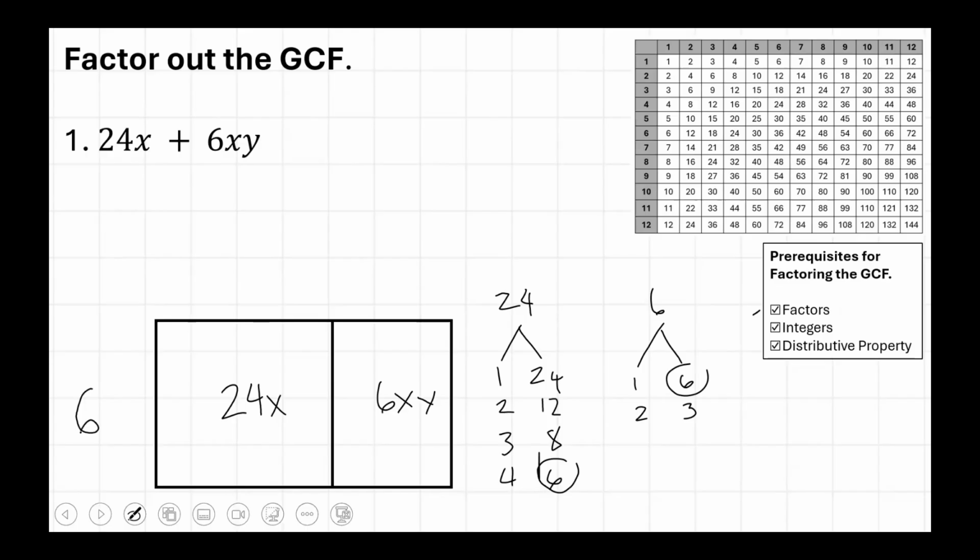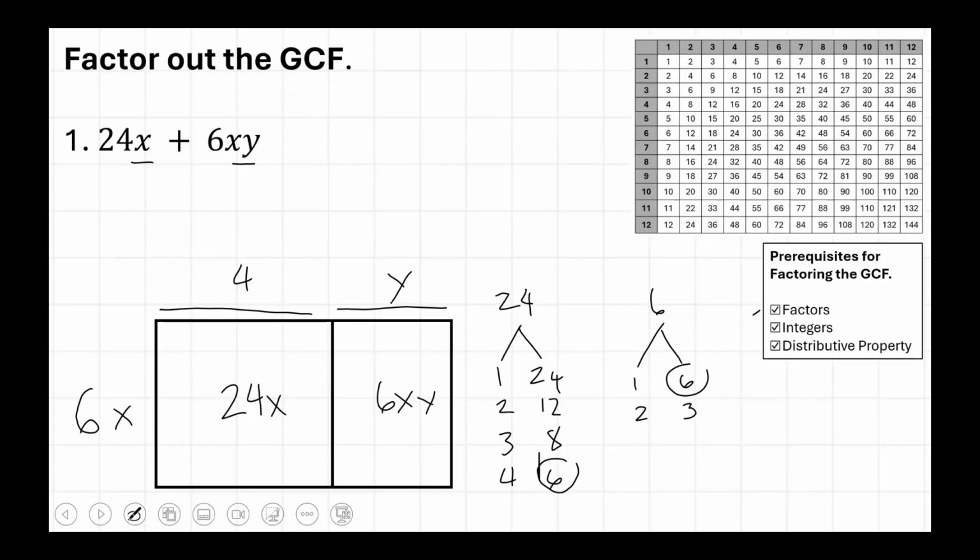Then we are going to deal with our variables, x and xy. We can see that only one x is common to the two terms here. So that is also the GCF in terms of the variable. Since we have 6x as the GCF already, we can find the missing dimensions right here. 24x divided by 6x will give us 4, and 6xy divided by 6x is y.